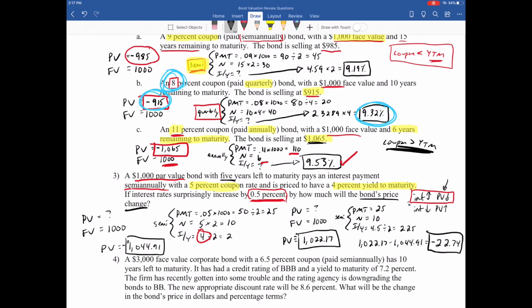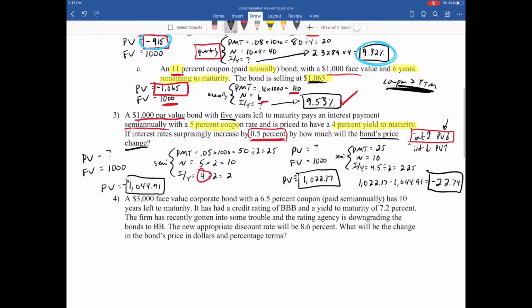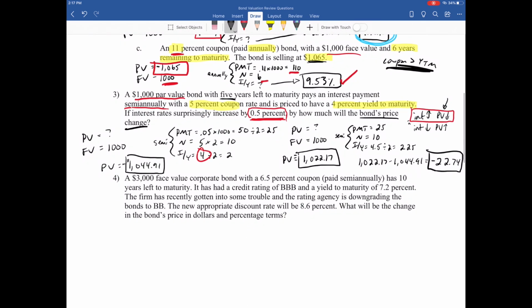So just looking at the relationship between bond prices, which is the present value of the future cash flows, and how changes in that interest rate have an inverse relationship on the values of these outstanding fixed income securities. Moving on to number 4.